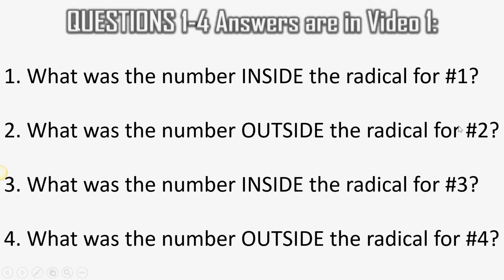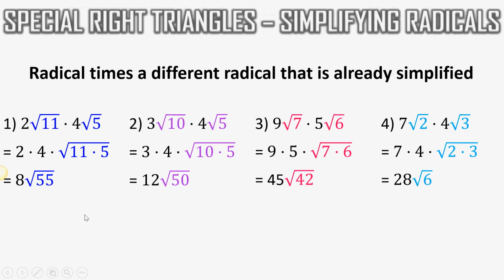And to show that you've watched this video, tell me what the number was inside the radical for 1, outside for radical 2, inside the radical of number 3, and outside the radical on number 4. So here those are again: inside, outside, inside, outside.